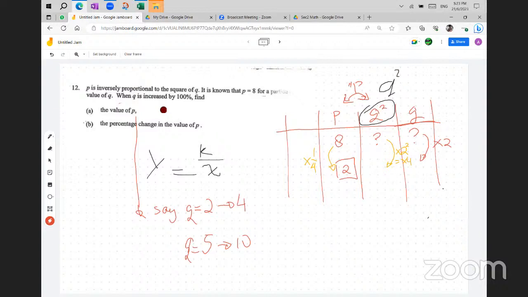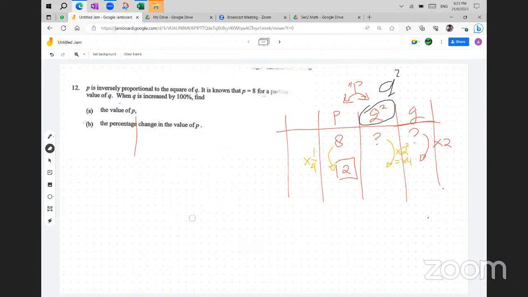Would you like me to compare with the K method? Okay, let's compare with the K method. I'm going to erase that for a while. Sorry, sometimes your voice is not very clear. So here's the k. Using the K method, y equals k over x. I guess that's how you start, right? Let me take this off first.